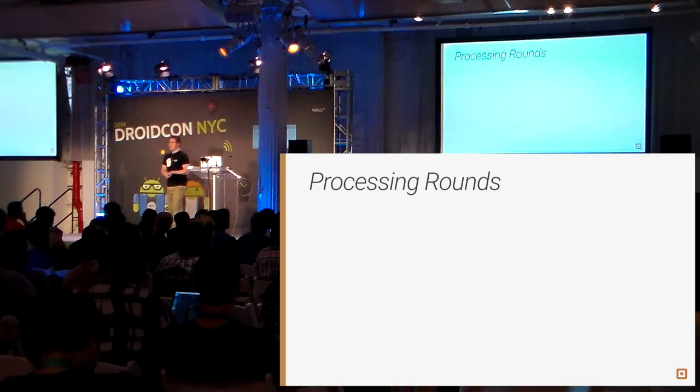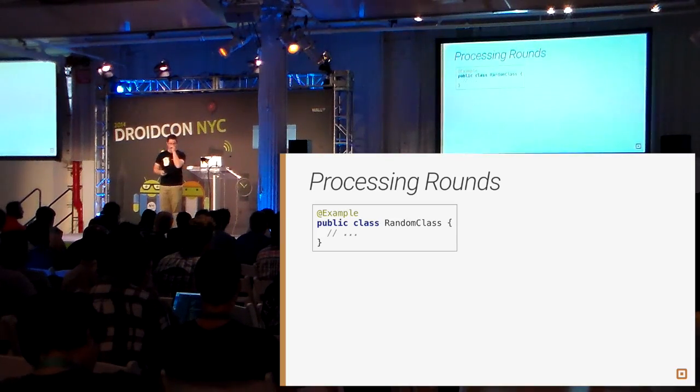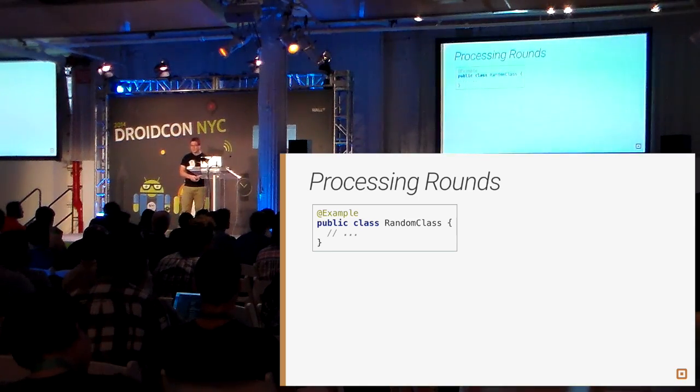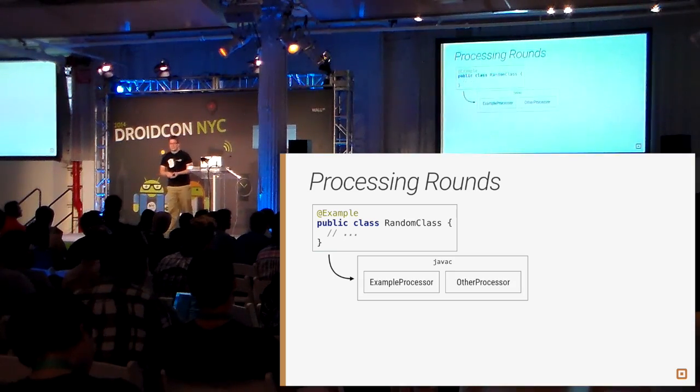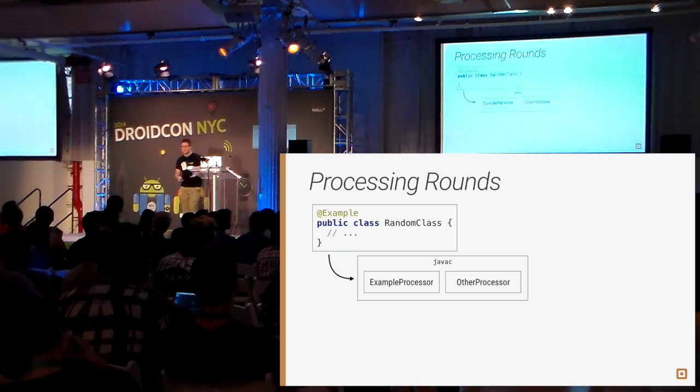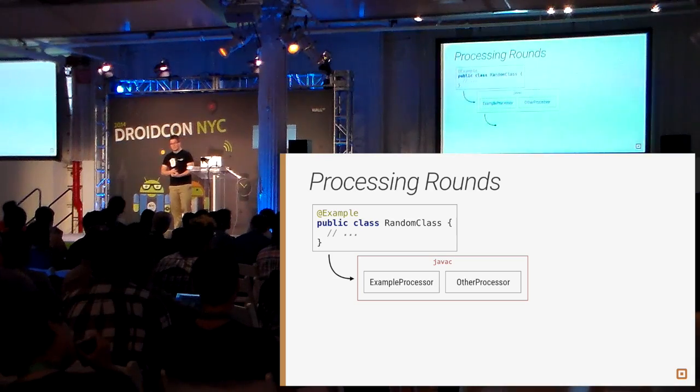So the reason we have a round environment is that there's this thing called processing rounds. And I'll show you why they're required using our example. So we have our class annotated with the annotation that we've written processing for. And that's going to get shoved into javac. Javac is going to start running, and it's going to find our example annotation processor and our hypothetical other processor that I've included in. And so compilation is going to start running on javac.